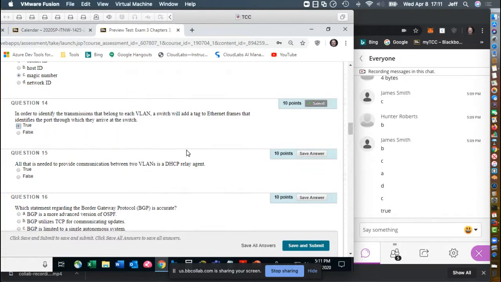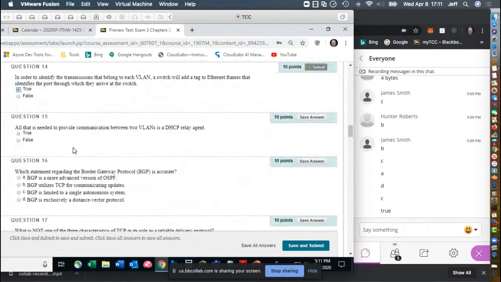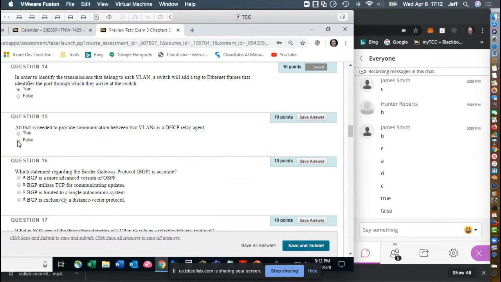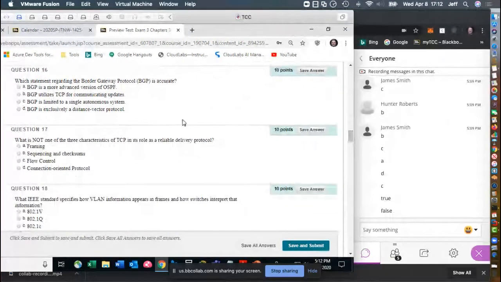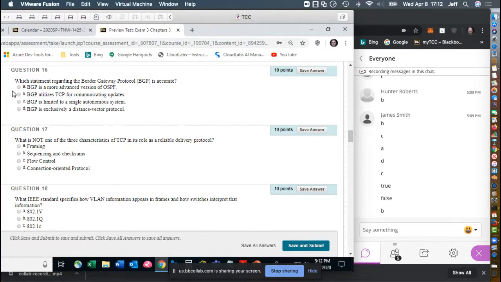True, yes. But all that is needed to provide communications between two VLANs is a DHCP relay agent. False, right? Yeah, we need a router, not a DHCP relay agent. All right, which statement regarding the Border Gateway Protocol, BGP, is accurate? E. Yeah, good. It utilizes TCP for communicating updates.